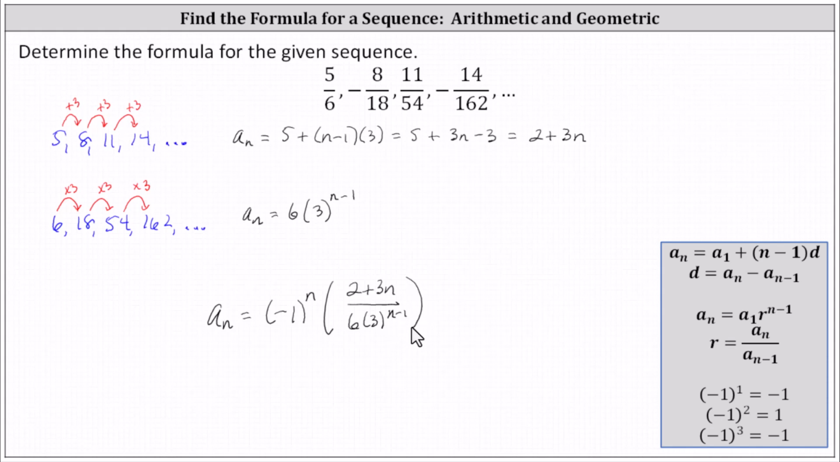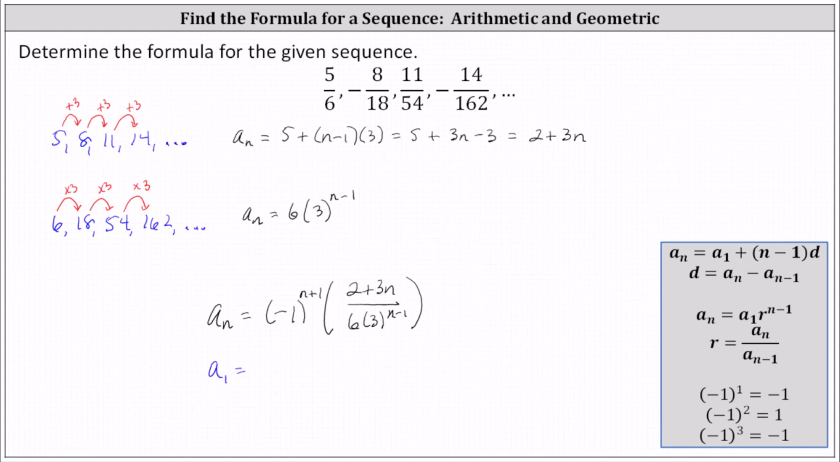We should be able to tell right away this is not going to give us the correct sign. Notice for a sub 1, we'd have -1 to the power of 1, giving us -1 times the fraction from the formula, but notice the first fraction is positive, not negative. But that's an easy fix. We simply need to change the exponent on -1 from n to n plus 1. And now let's go ahead and test this.